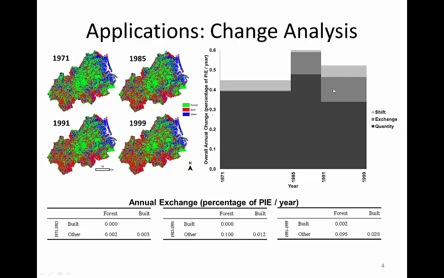In the third interval, both exchange and shift increased. Also, we found that at the category level, in the second and third time interval, the largest exchange occurred between the categories of forest and other.